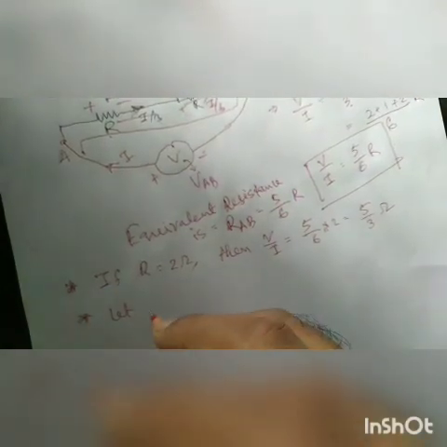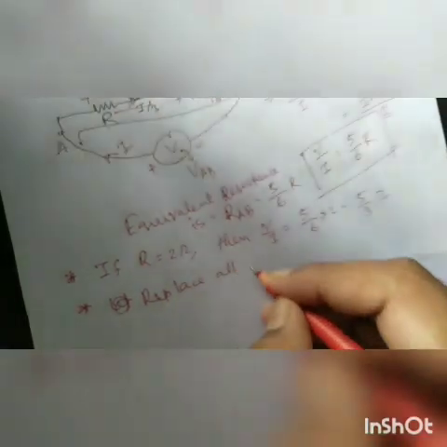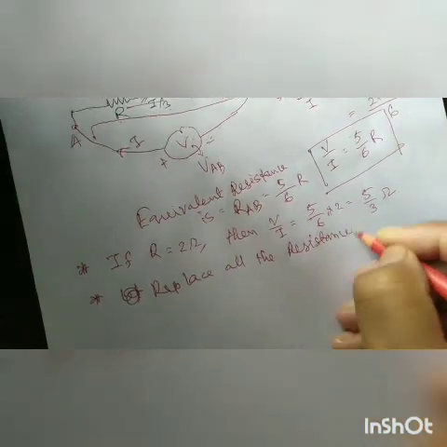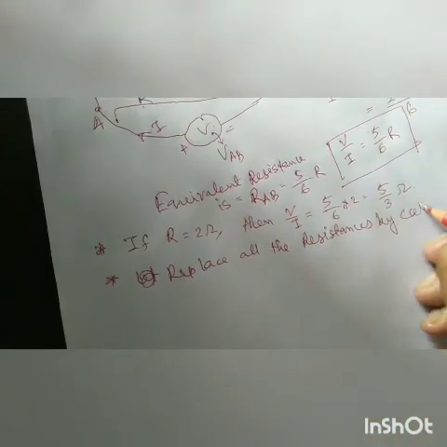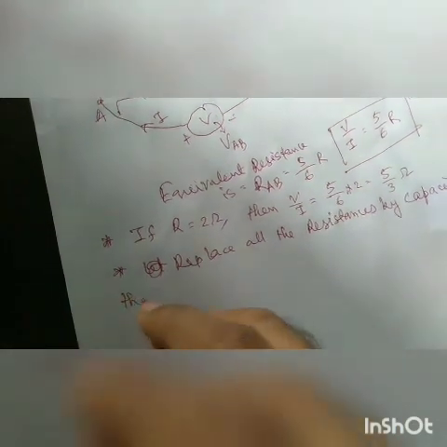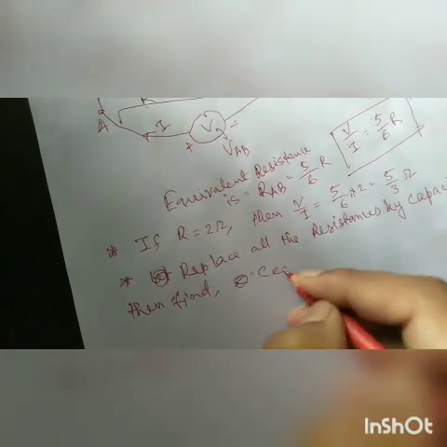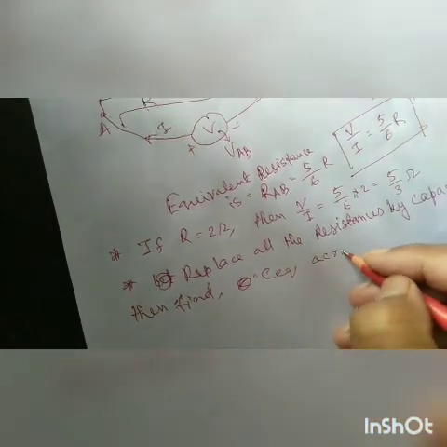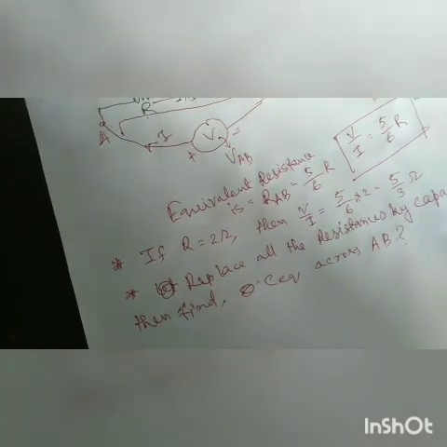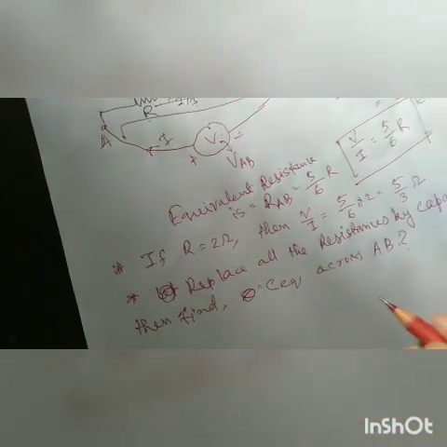And one thing I will tell you, you can practice this question. Let's replace all the resistances by capacitances, then find the equivalent capacitance, C equivalent, across AB. Find this and comment down the answer.